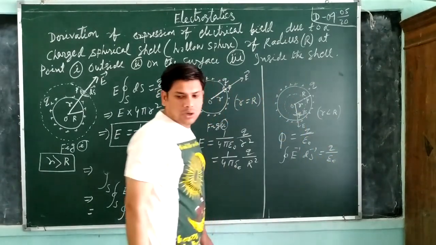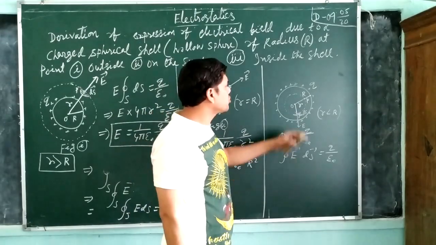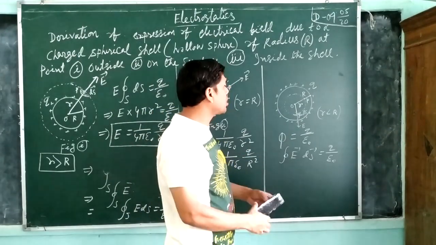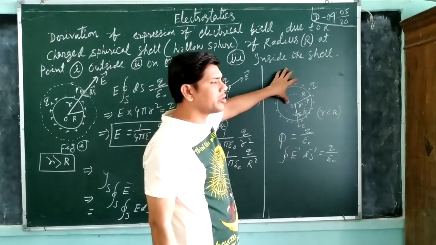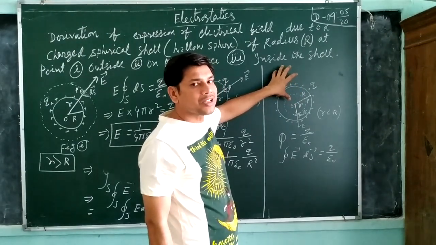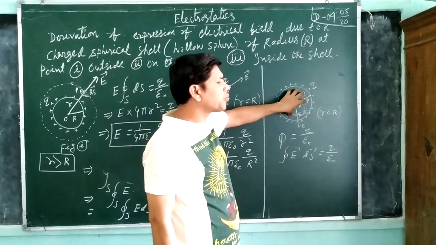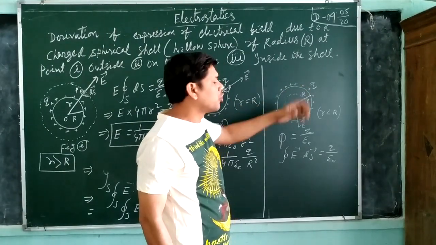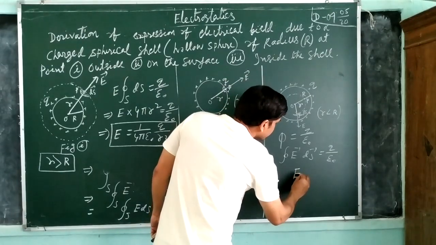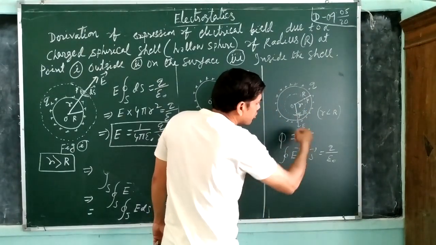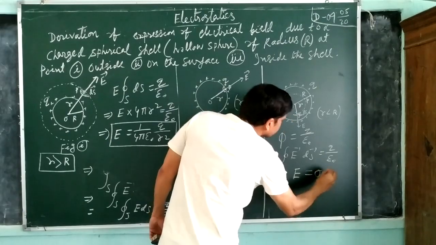But here the total charge enclosed by this Gaussian surface is 0, because the total charge is lying outside this Gaussian surface, on the spherical shell. So the total charge enclosed by this Gaussian surface is 0. So the electric field, as Q equals 0, inside this spherical shell is always 0.